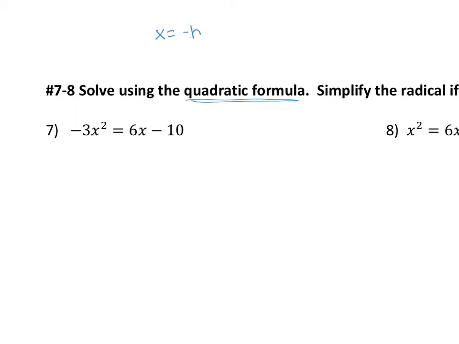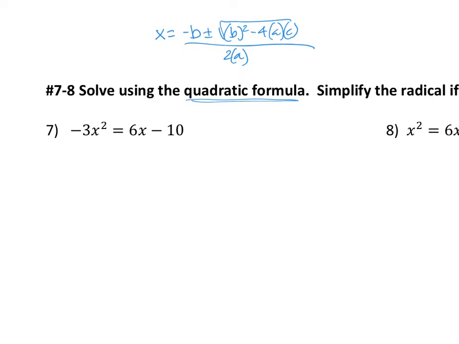X is equal to negative b plus or minus the square root of b squared minus 4ac all over 2a. So the first thing you need to do for these equations is get them set equal to 0. Now again, the 0 can be on the left or the right.